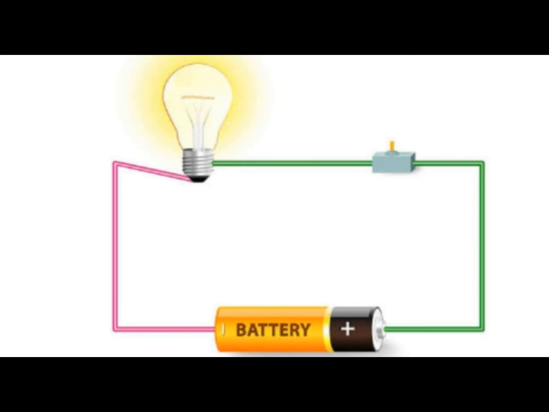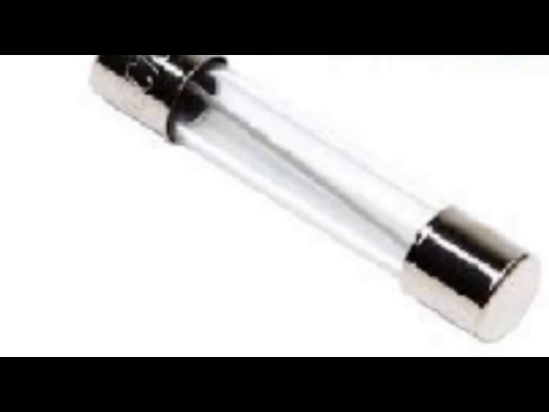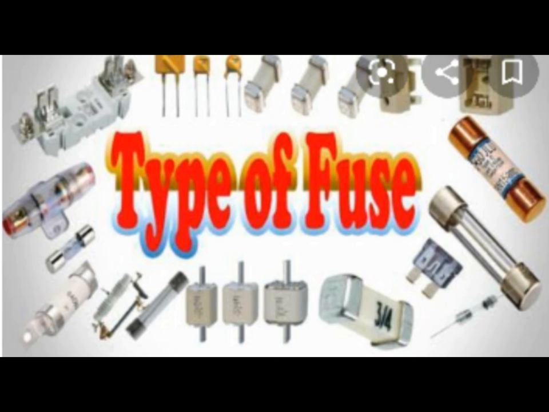So the next topic we have is circuit. For the circuit we use a fuse to protect our appliances. It breaks the circuit and it helps to protect our appliance.